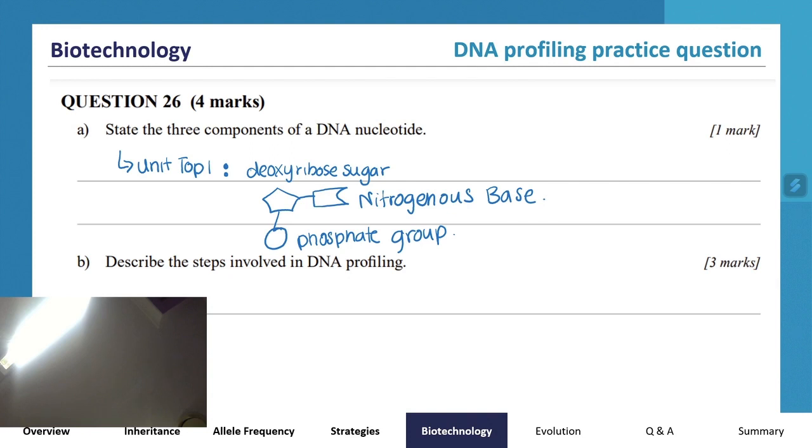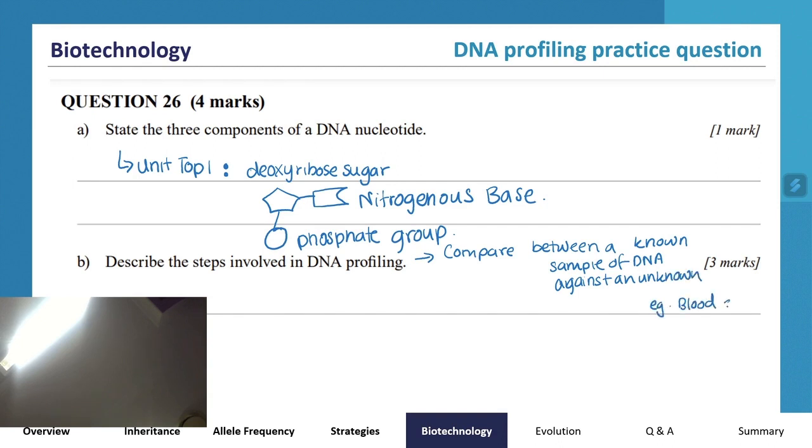Now, describe the steps involved in DNA profiling. So, DNA profiling is where you compare the similarities and differences between a known sample of DNA against an unknown sample. So for example, if you have a blood stain at a crime scene, and you're able to get a suspect that could have been the criminal, and then you're able to collect a sample of blood from that suspect and compare it against the crime scene, being able to identify similarities and differences can be done through DNA profiling.